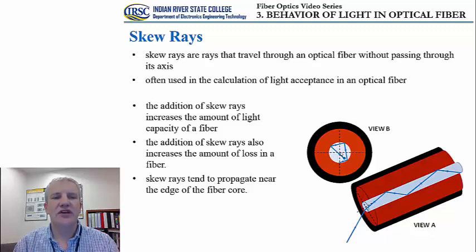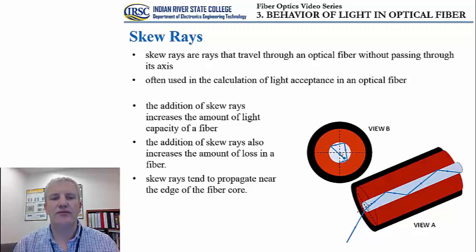These types of rays are often used in the calculation of the light acceptance of an optical fiber. Also, the addition of skew rays increases the amount of light capacity of a fiber, but there are also certain disadvantages of having skew rays in a core. And the most important disadvantage is that the addition of the skew rays is going to increase the amount of loss in the fiber.